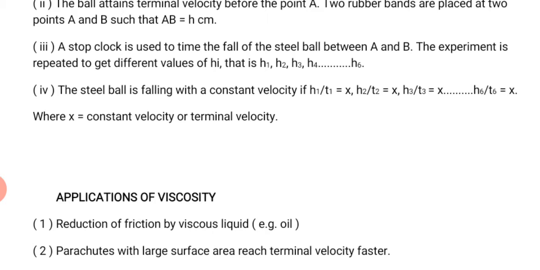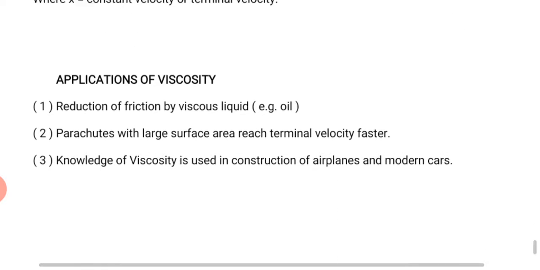4. The steel ball is falling with a constant velocity. H1 over T1 is equal to x, H2 over T2 is equal to x, H3 over T3 is equal to x, up to H6 over T6 is equal to x, where x is the constant velocity or terminal velocity.